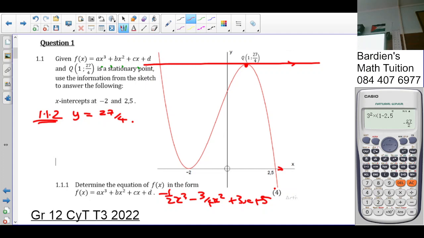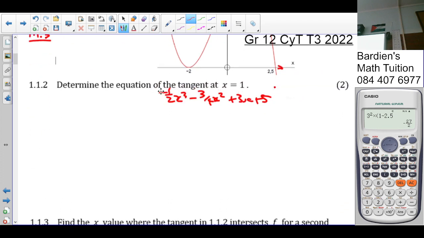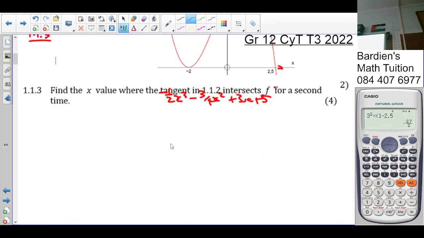That's why I didn't give you the equation of the graph here. Okay? Because I didn't need that to determine the tangent at point Q. In 1.1.3, the question says, find the value for x where the tangent in 1.1.2 intersects for the second time. Okay? So, let's just pull that question up. Here's the one question, the 2 marks, and here's the third.